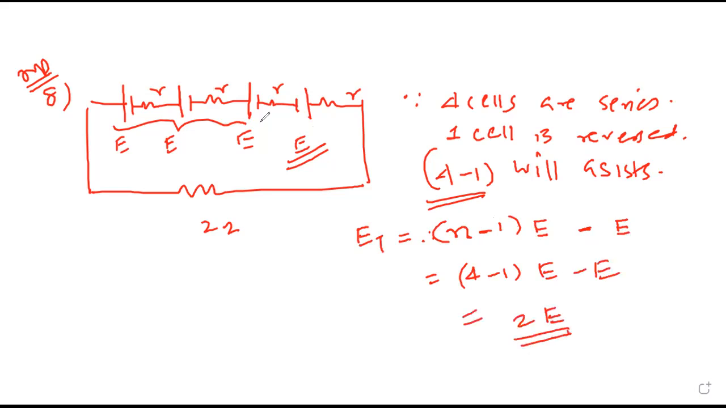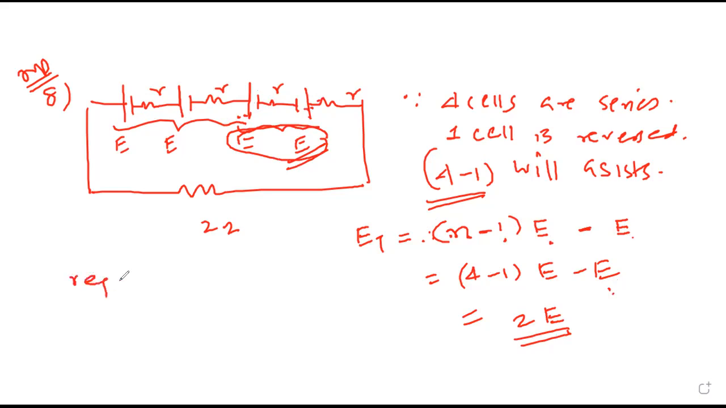If it is very small, you can directly check. These two are opposing, their voltage will become 0, only left out is 2E. So if total N were there and 1 is reversed, the net EMF is whatever is left: 3 left then 3E, 4 left then 4E, 5 left then 5E, minus 1 which is reversed because that is opposing. So minus E, total EMF 2E. In the diagram you can clearly see these two will cancel each other, E minus E is 0, only left out is 2E.